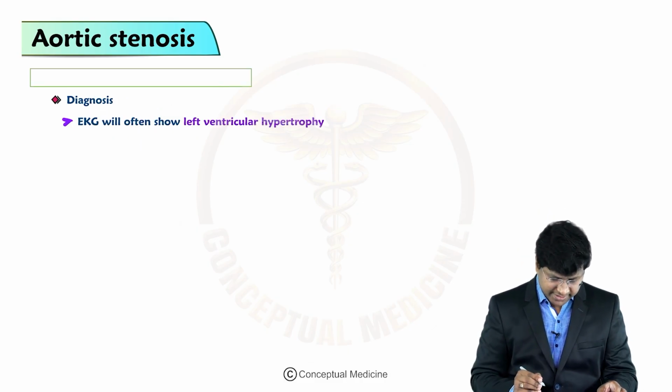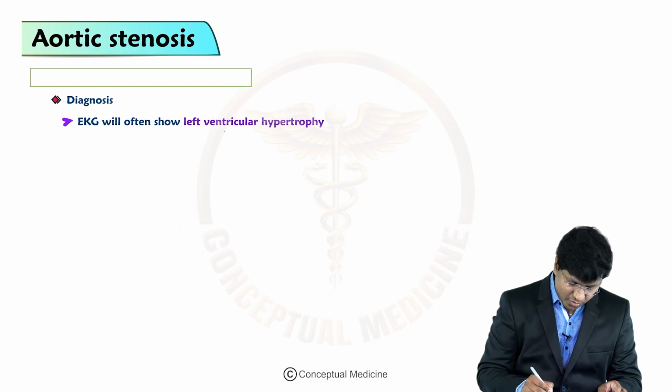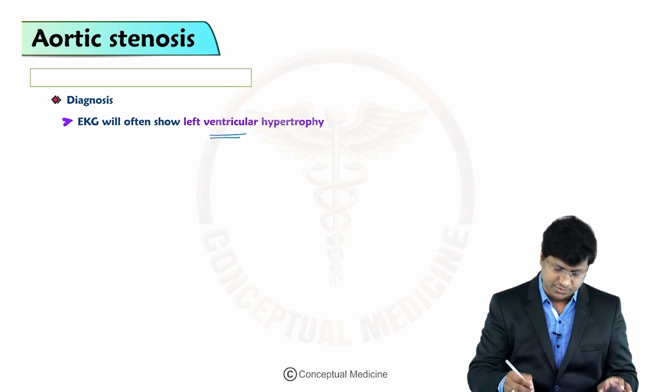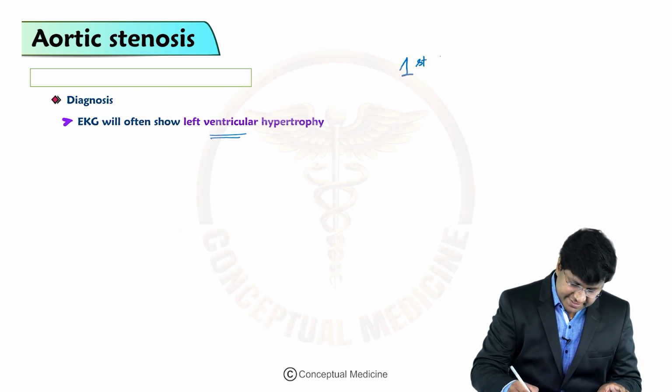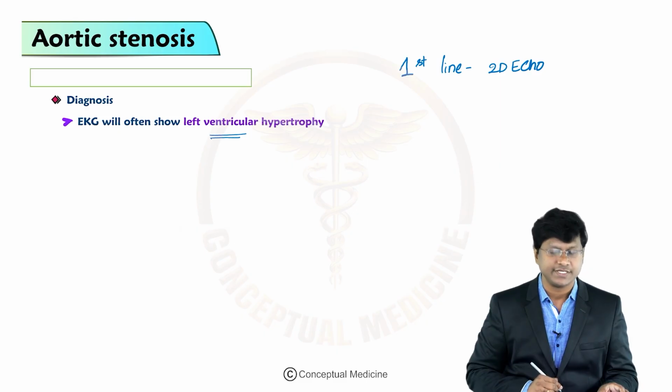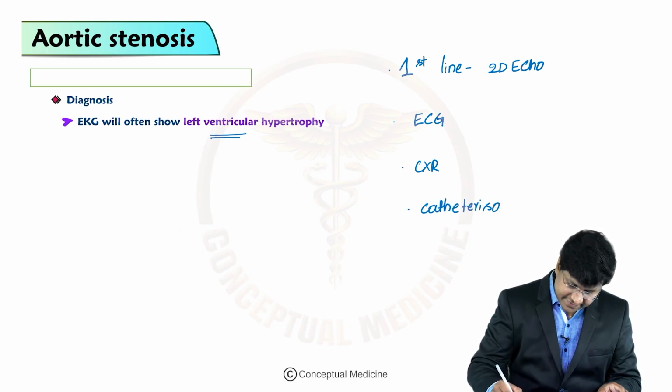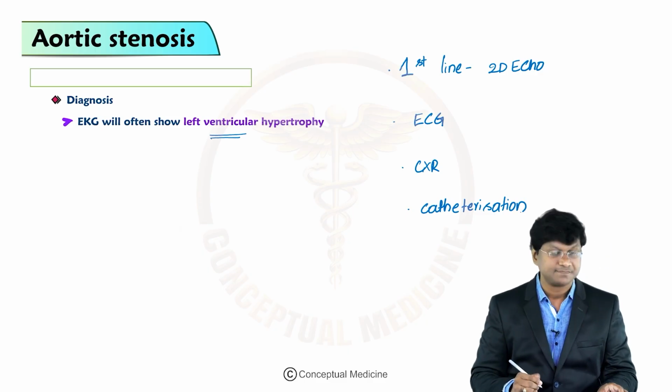Now coming to the diagnosis. There are various methods of diagnosing aortic stenosis. Definitely the first line investigation will be the 2D echo, that is, two-dimensional echocardiography. Followed by that, the other investigations we have are the ECG as well as the chest X-ray, and the definitive diagnosis is by cardiac catheterization. So let me discuss all these investigations in patients with aortic stenosis.